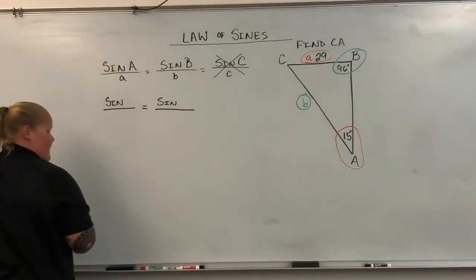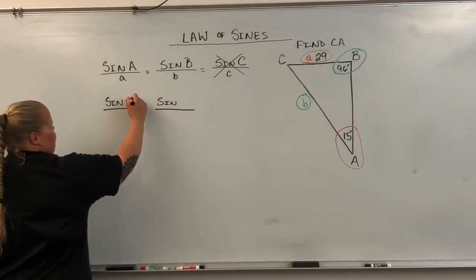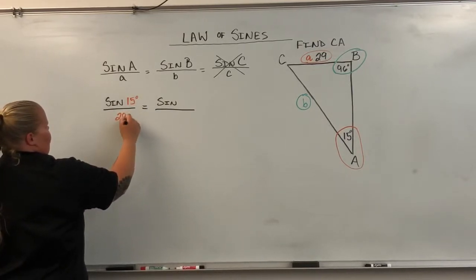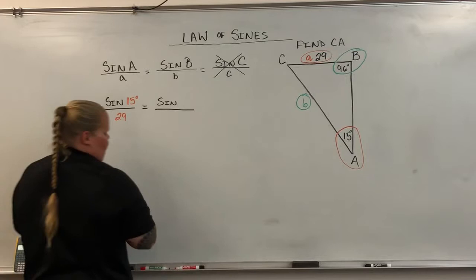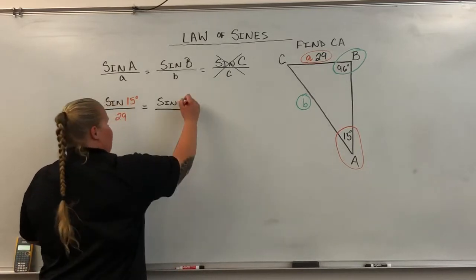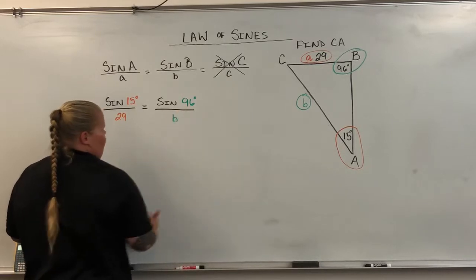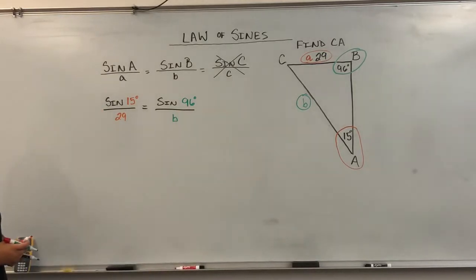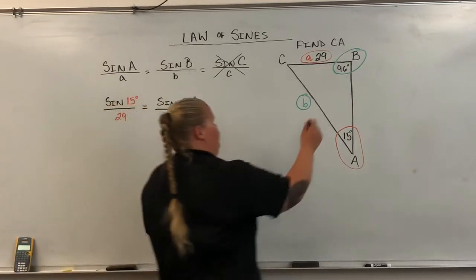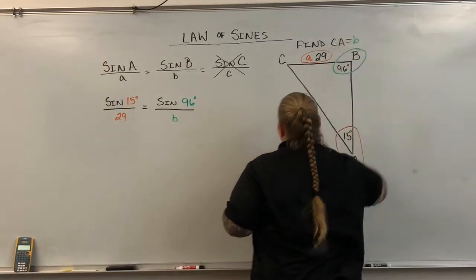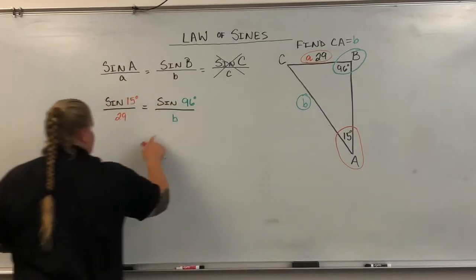Okay, so A is 15 degrees and side A is 29. And then B is 96 degrees, and side B is what we're looking for. Remember, CA equals side B. Okay, so that's what we're looking for.